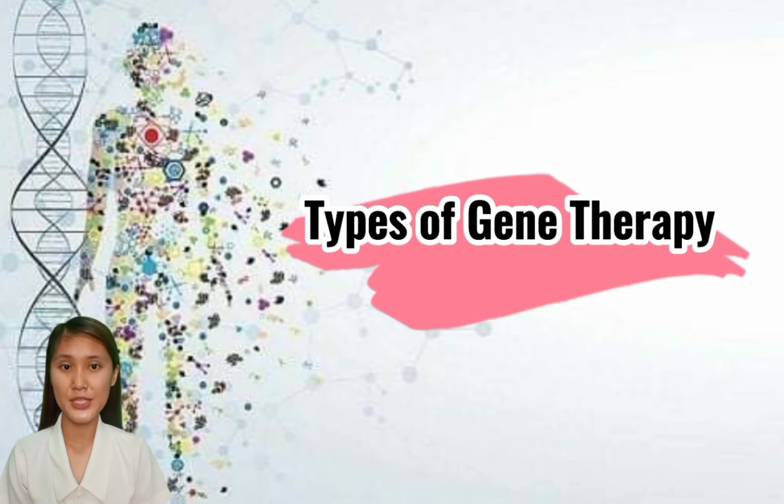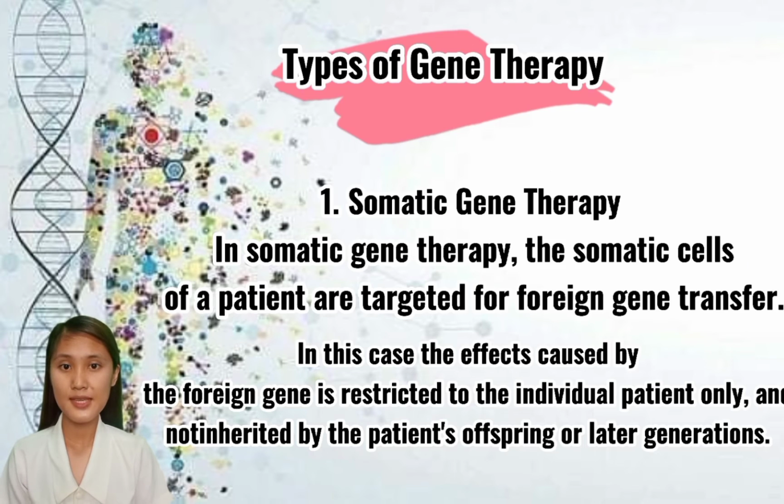Let's proceed to the types of gene therapy. There are two different types of gene therapy depending on which types of cells are treated. First is somatic gene therapy. In somatic gene therapy, the somatic cells of a patient are targeted for a foreign gene transfer. In this case, the effects caused by the foreign gene are restricted to the individual patient only and not inherited by the patient's offspring or later generations. Somatic cell gene therapy aims to cure a disease only in the patient, not in the patient's descendants.